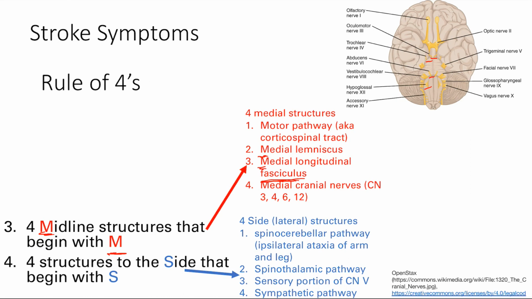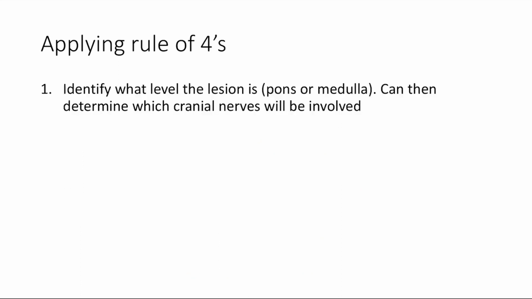It's going to make your life a lot easier, because this is all anatomy, and the strokes that we're going to talk about are all based on the anatomy. So to apply this, we're going to identify what level the lesion is. Is the pons affected? Is the medulla affected? That will tell us which cranial nerves will be involved. If your pons gets hit, which cranial nerves are in the pons? Remember, it's the rule of 4's. It's cranial nerves 5 to 8. If it's the medulla, you know cranial nerves 9 to 12 might be affected.